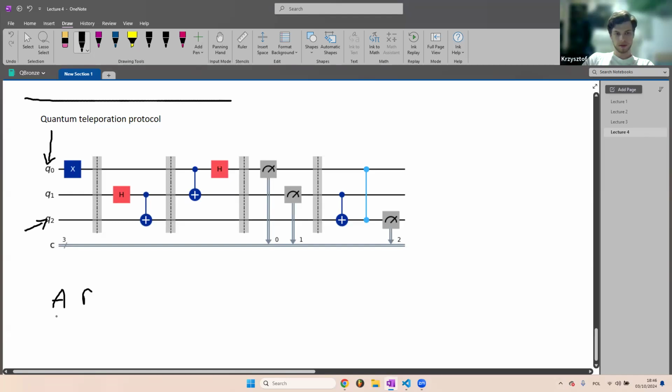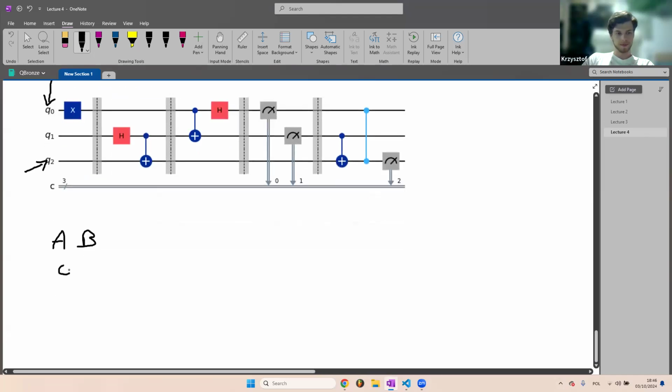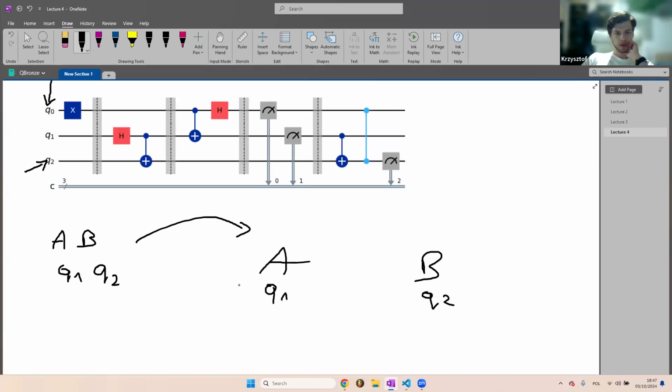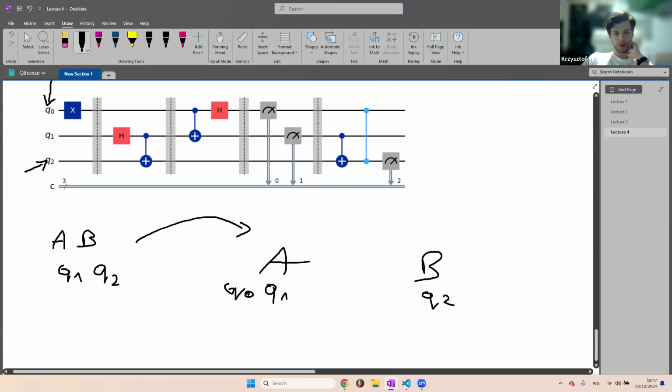They prepare the entangled state of 2 qubits, so qubit 1 and qubit 2. Then Bob moves far away, so we have Alice and Bob. Alice has the qubit 1, and Bob goes away with qubit 2. And now we want to send our qubit 0 that Alice has to Bob, so that Bob has the state of qubit 0 after some transformations on his second qubit.